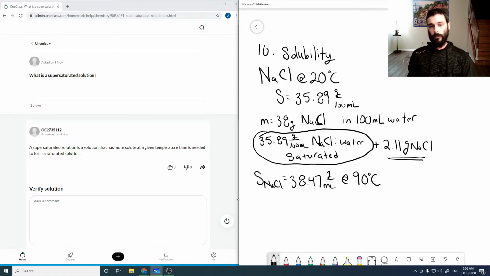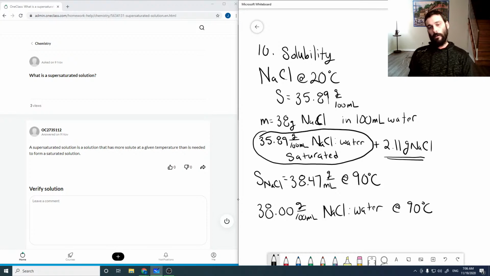So we would have now a solution of 38.00 grams per 100 mil saltwater solution at 90 degrees Celsius, because it will completely dissolve and it's not saturated because we haven't even hit the limit.